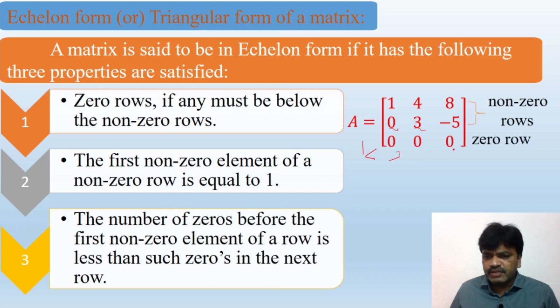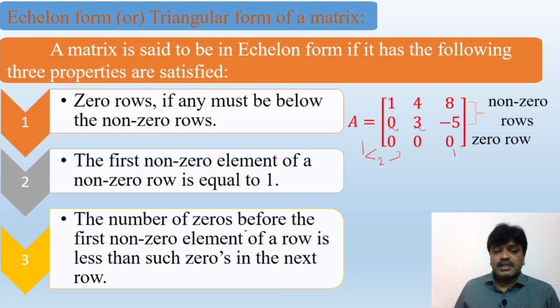Suppose if you have 1 here, how many zeros are here, friends? Number of zeros is 2. So 1 is less than 2. It also satisfies, friends. Okay, third row is here.